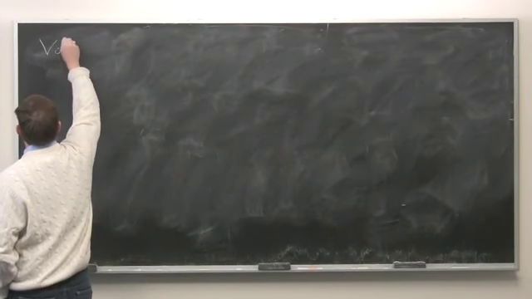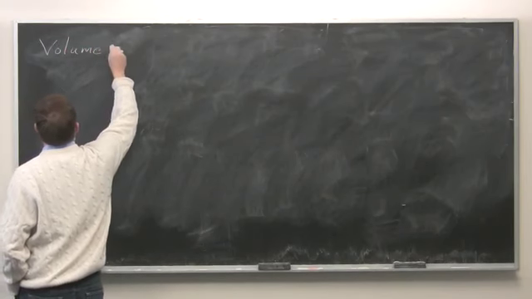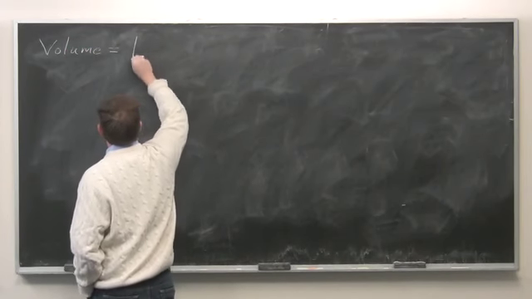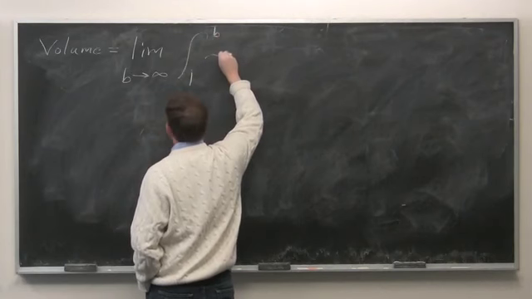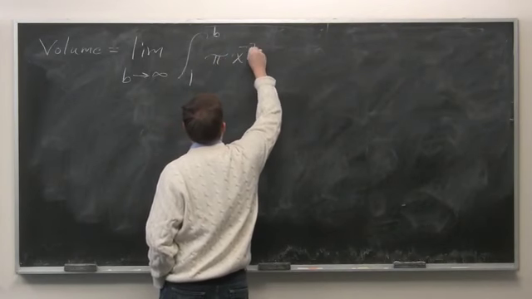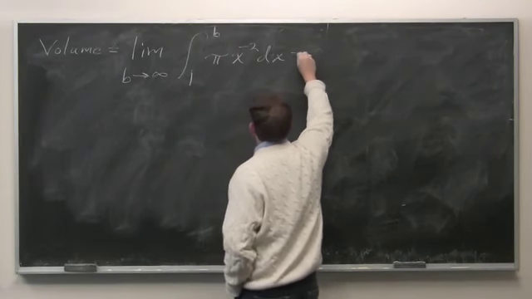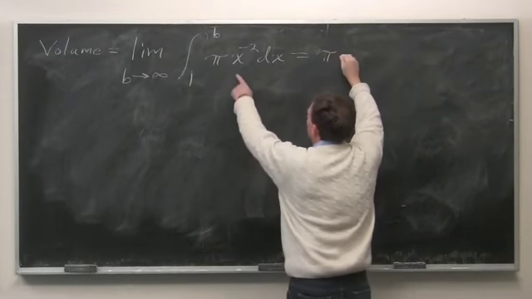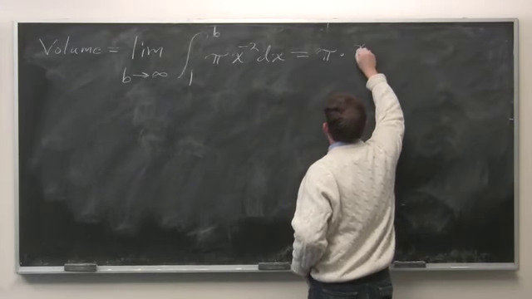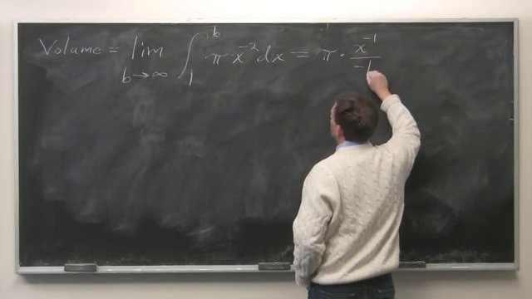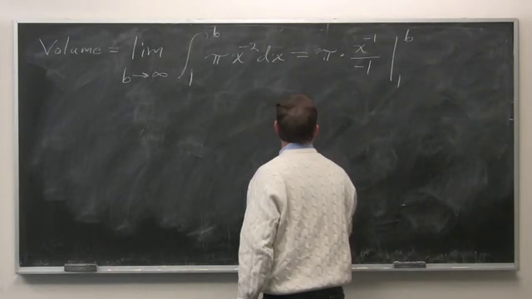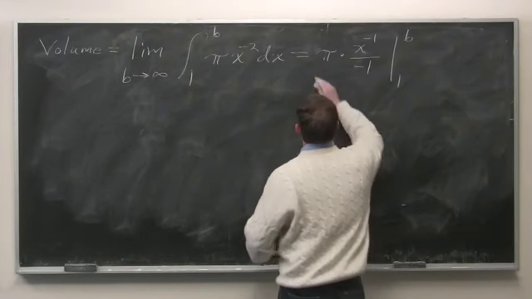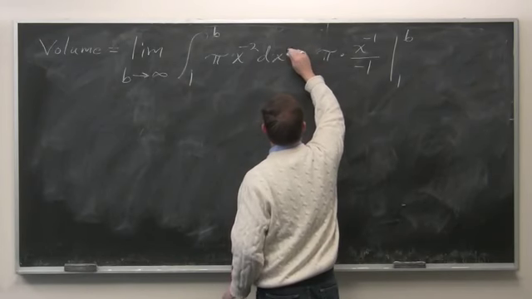So the volume, I'll put in the limit now. It's the limit as b approaches infinity of the integral from 1 to b of pi times x to the minus 2 dx. Pi is a constant. You pull it out. To integrate x to the minus 2, use the power rule. You add 1 to the exponent, divide by the new exponent, and evaluate as x goes from 1 to b, and I left off the limit. Okay, we need the limit of this.